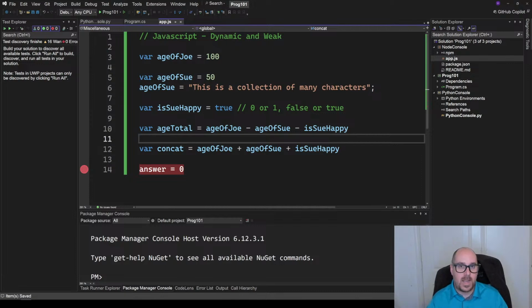So there's a couple different ideas, but this is pretty much it. This is the idea of programming. The things that you want to get used to is just understanding the syntax.